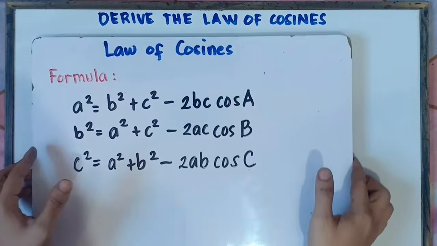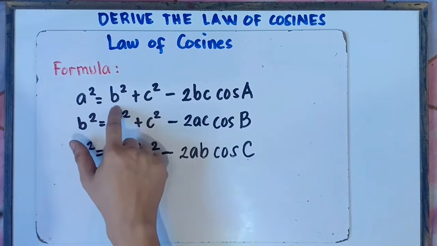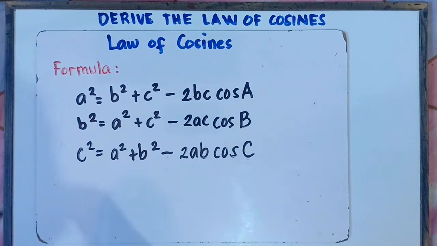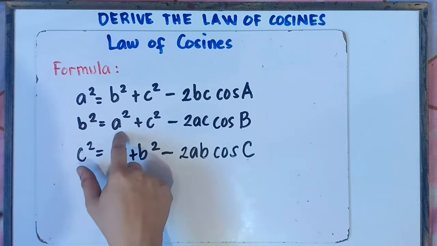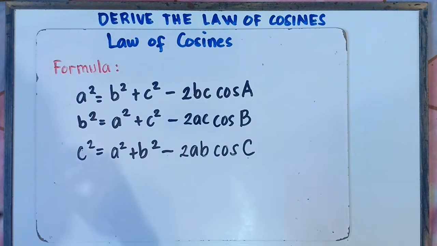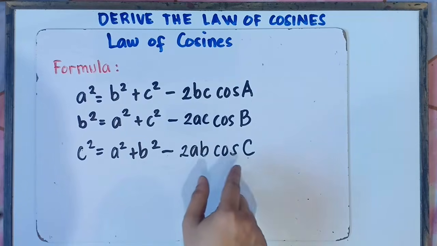Now this will be the formula, class, for the law of cosines. We have a squared is equal to b squared plus c squared minus 2bc cosine A. We also have b squared is equal to a squared plus c squared minus 2ac cosine B. We also have c squared is equal to a squared plus b squared minus 2ab cosine C.